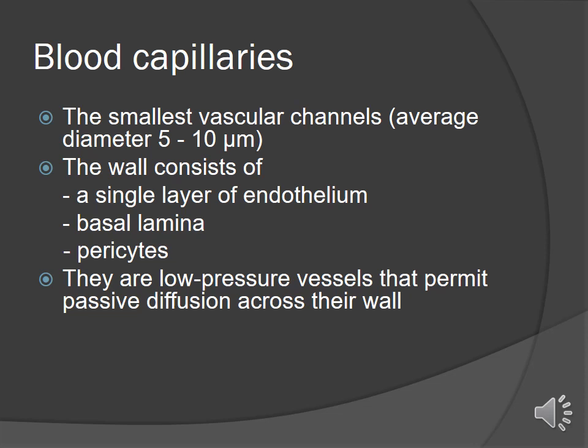Capillaries are the smallest diameter blood vessels, often smaller than the diameter of an erythrocyte. They measure from 5 to 10 micrometers in diameter. The wall consists of a single layer of squamous epithelial cells called endothelium, basal lamina, and pericytes. Pericytes are contractile cells associated with capillaries and small venules.